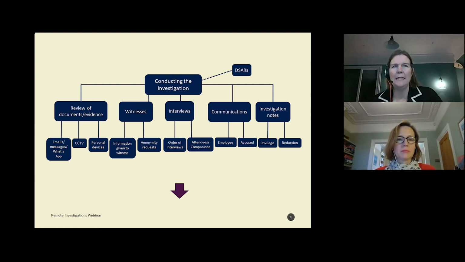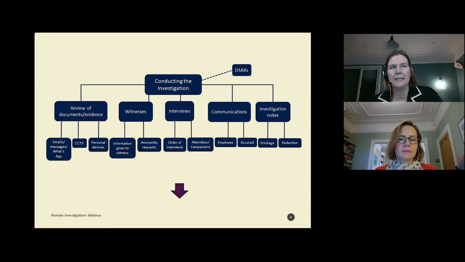One thing which is made easier in the remote environment is conducting interviews in an unobtrusive way. In the office, it can be tricky to keep investigations quiet if people see their colleagues going off to meeting rooms one after another. But in the remote world, they needn't know this is happening.